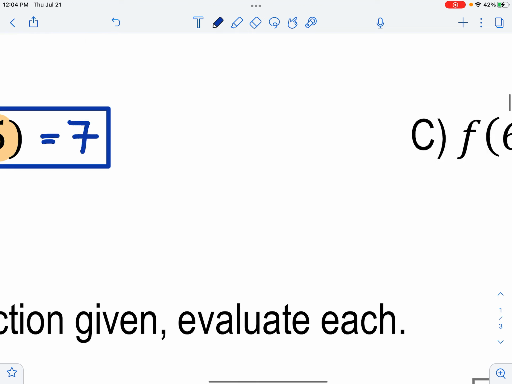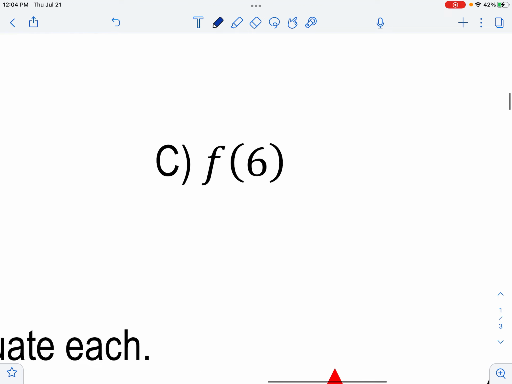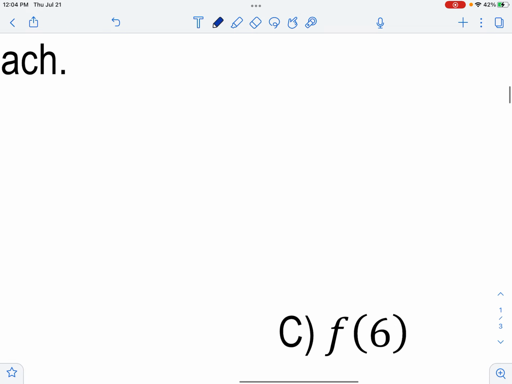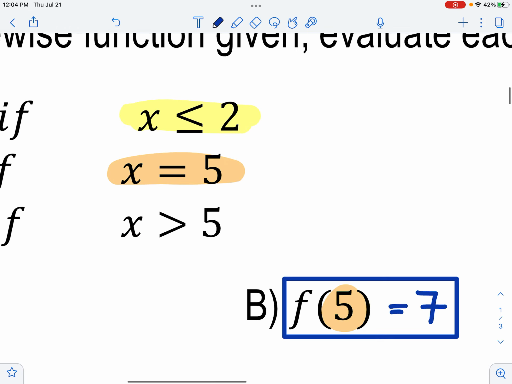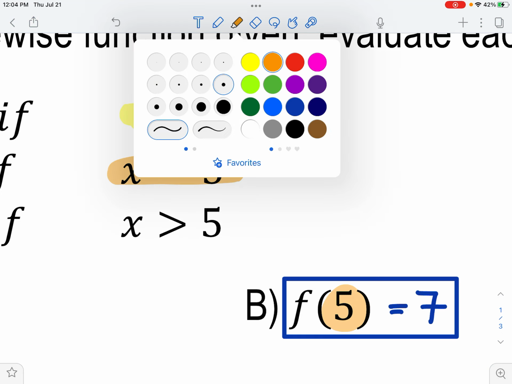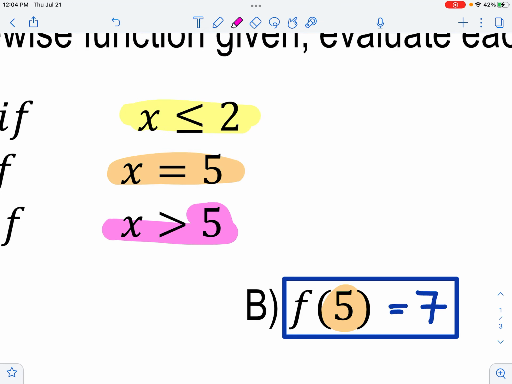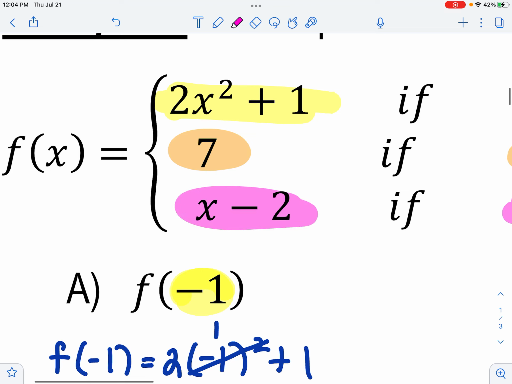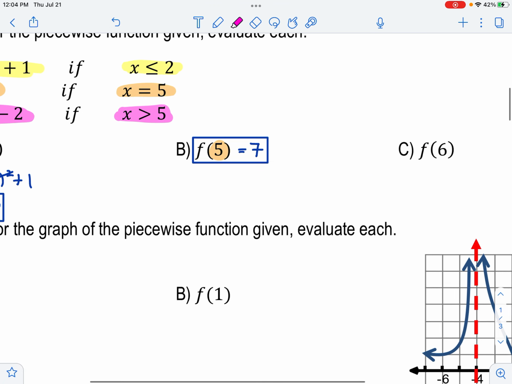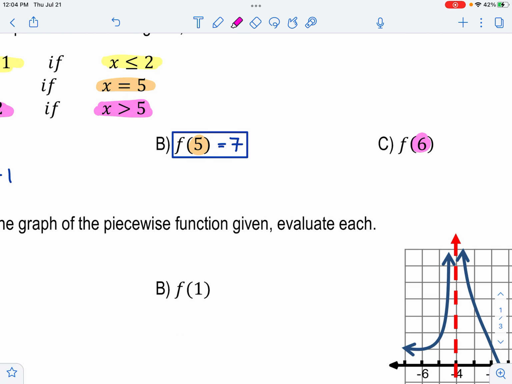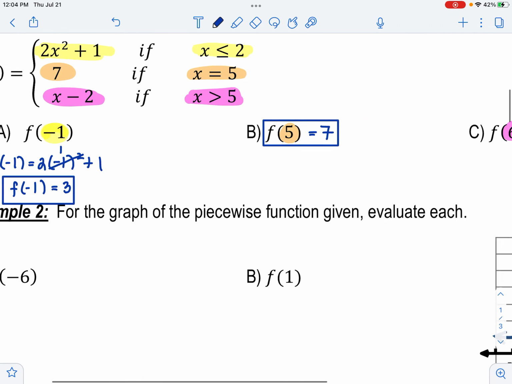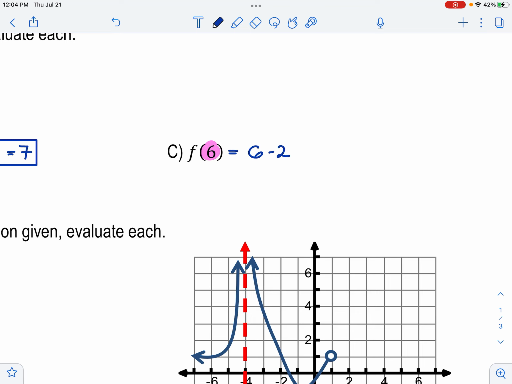All right. The next one, which is the very last one, f of 6. So plug in 6 for x. Which equation are we plugging in? Which domain does it fit in first? So if you look, 6 is greater than 5. So we're using this equation. And I do notice that we did use the first equation, then the second, then the third. That's definitely not always true. You just have to check the domain. All right, so we are going to plug 6 into the third equation. So to find f of 6, we are going to do 6 minus 2. So we get f of 6 is 4.